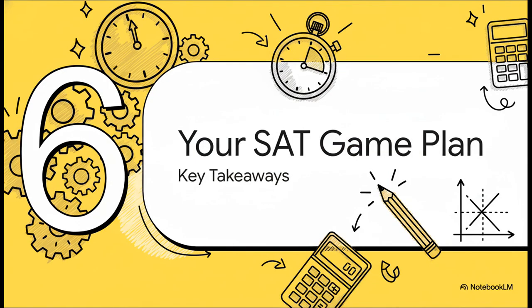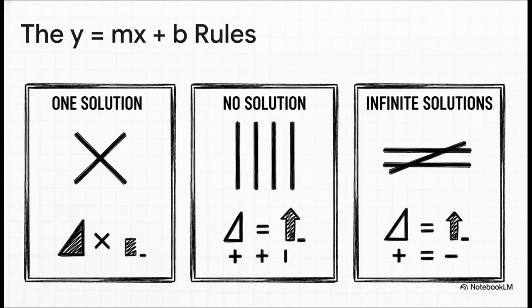Okay, let's pull all this together into one simple, powerful game plan. These are the key things you need to have locked in your brain when that clock starts ticking on test day. This right here is your ultimate cheat sheet. If the slopes are different, you've got one solution. End of story. If the slopes are the same but the intercepts are different, no solution. And if the slopes and the intercepts are the same, you're looking at infinite solutions. Your secret weapon to figure this out every time: get them into y equals mx plus b. It is the master key.